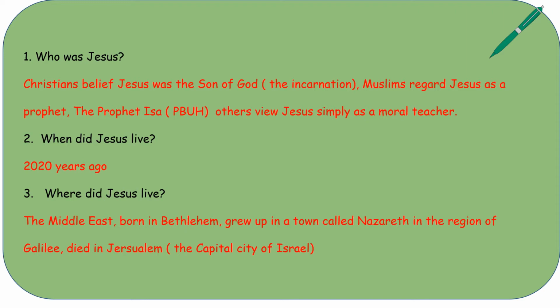Now, Galilee was a really interesting region. It was in the north of Israel, and it was the poorest region. So it was really unusual, bizarre really, that the Son of God was born to a family from a poor region. They were looked down upon by other people and considered to be uneducated. And Jesus was nailed to the cross. He died in Jerusalem, which is the capital city of Israel.